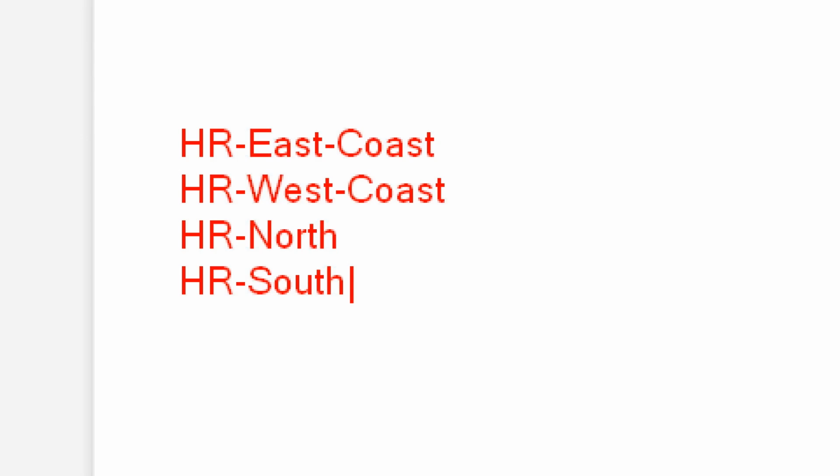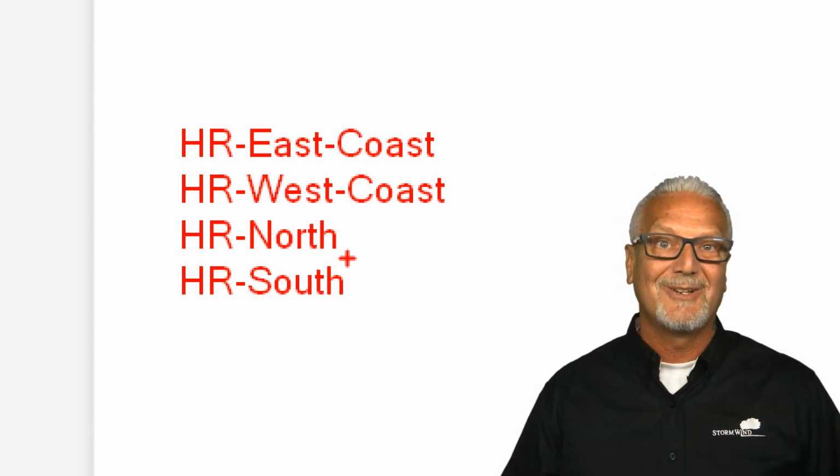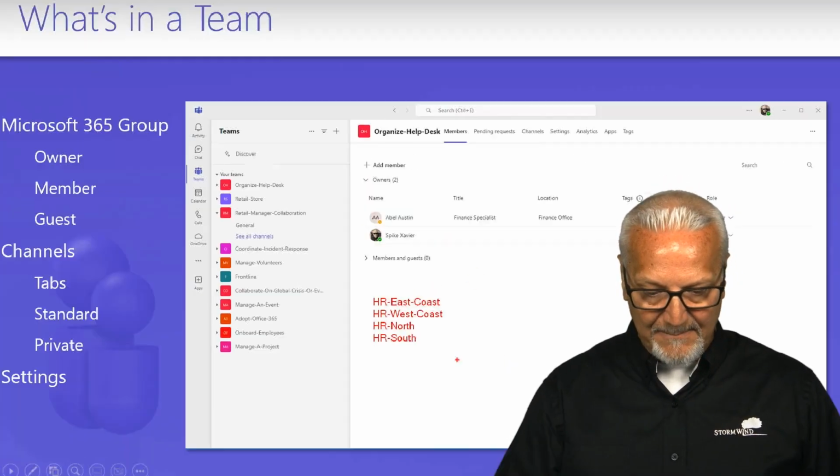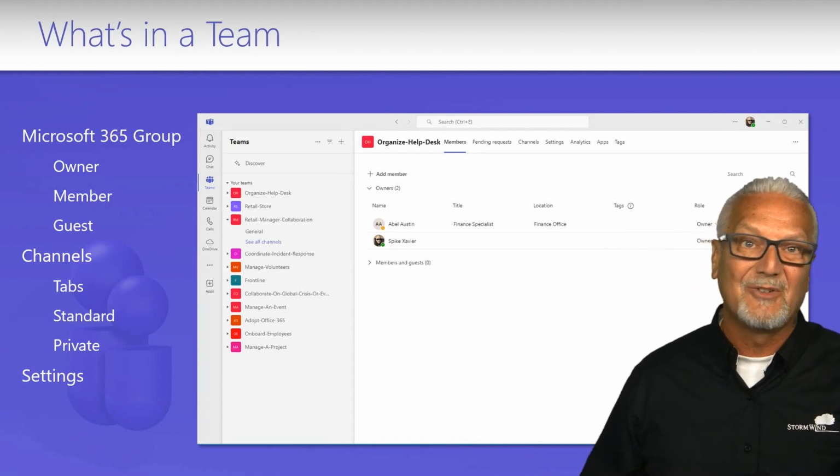The cool thing is, if I'm searching for HR teams, it'd be very easy for me to do a search for the string HR. And because everybody followed that naming convention, that's going to allow me to quickly find all the things I'm looking for. But that's going to be up to your organization, but it's a really good idea.